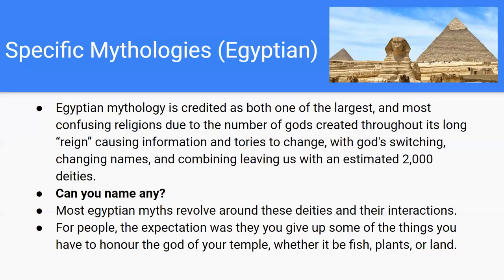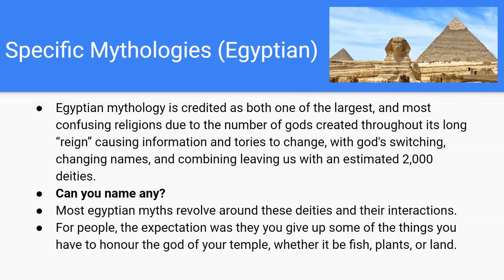So this caused a lot of information to change. Myths are read differently and said differently, and gods can combine or change names or change roles, or completely switch, which leaves an estimated 2,000 deities that exist. Do you guys know any? Most Egyptian myths revolve around these deities. There's not a lot of gods involved with heroes. It's mostly between the gods a lot of the time.